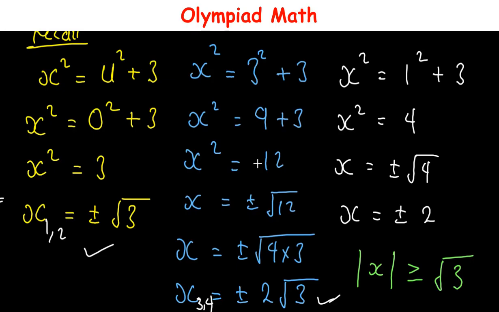Now for x5 and x6, x5 as plus 2 is greater than the square root of 3. And for the value of x6 as minus 2, the absolute value of minus 2 is also greater than this. So this is also valid. So the 6 solutions of x are the correct solutions for the given question.